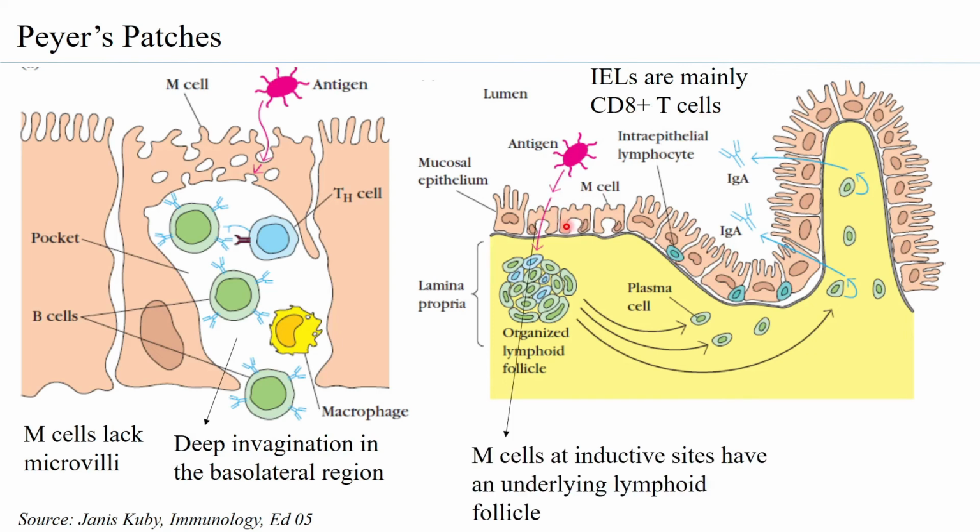Just below the M cell, at the inductive site, present in the lamina propria is an organized lymphoid follicle. In this organized lymphoid follicle, when the antigen enters, the antigen gets processed, the B cells get activated, the B cells get differentiated into plasma cells, and the plasma cells are responsible for secreting specifically IgA. So this IgA is a secretory antibody. You will find that at many mucosal linings, you have IgA being secreted.